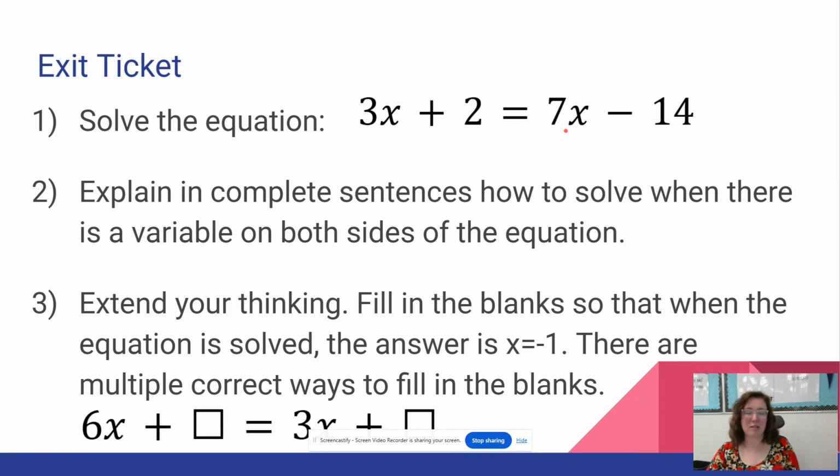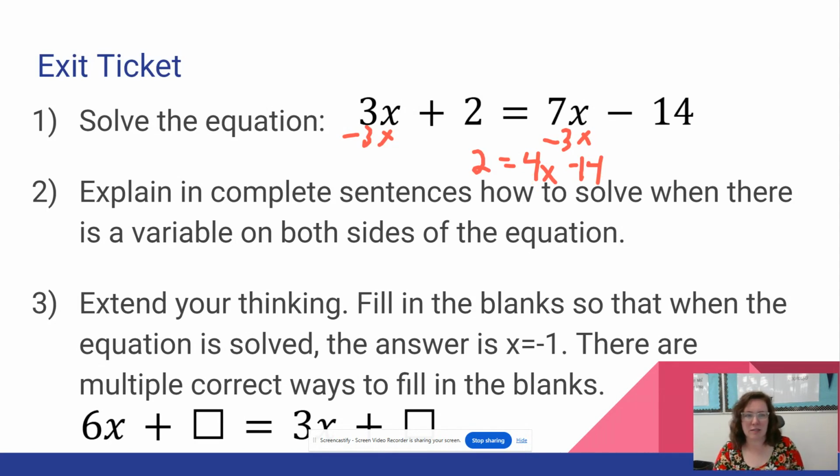3x and 7x, 1 on each side, we don't like that. So subtract the 3x on both sides. I like to do it because it's a smaller one, right? 2 equals 4x minus 14. Add 14 to both sides of the equal sign, divide by 4 to get your answer.